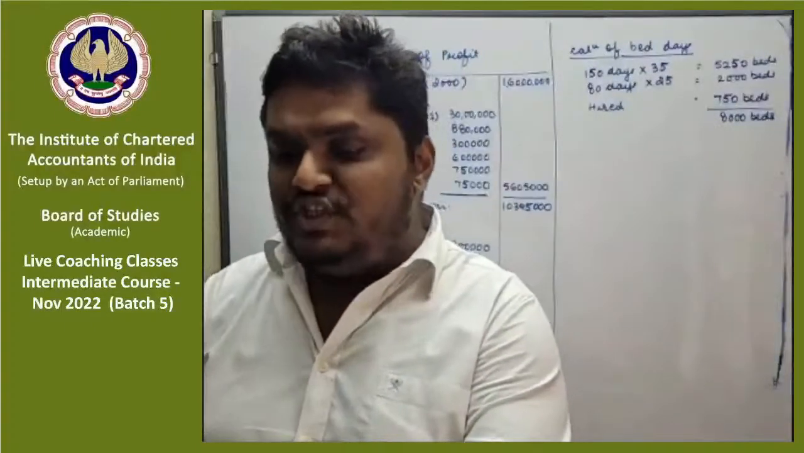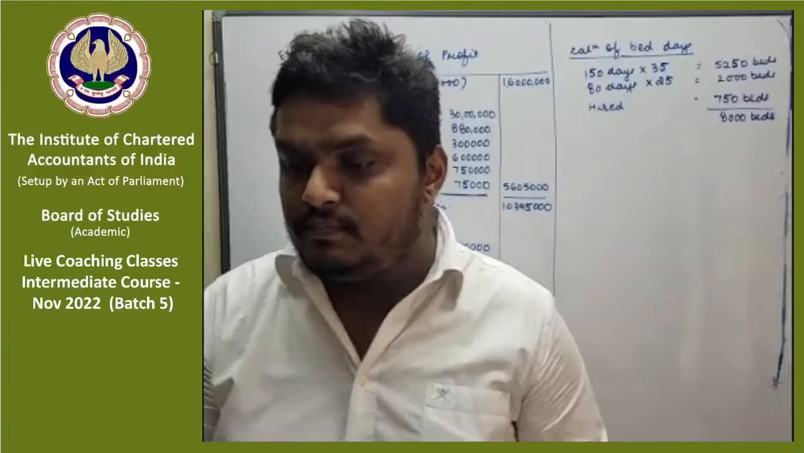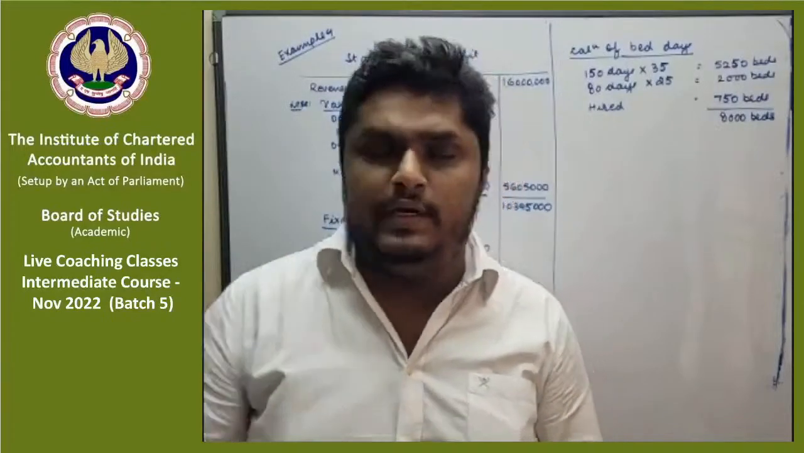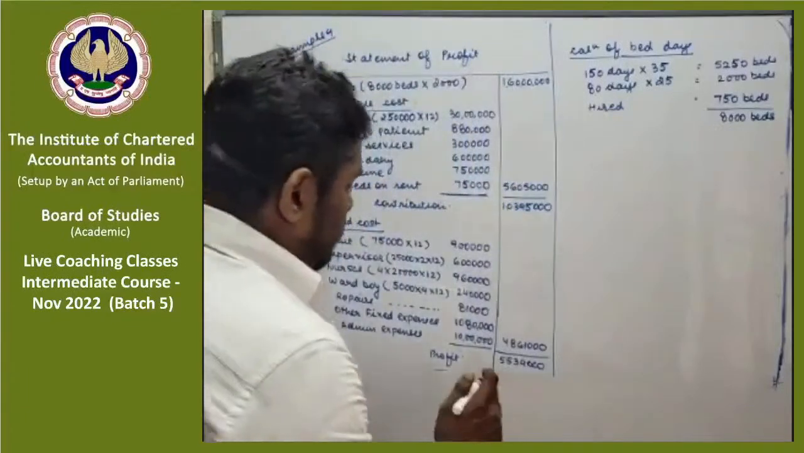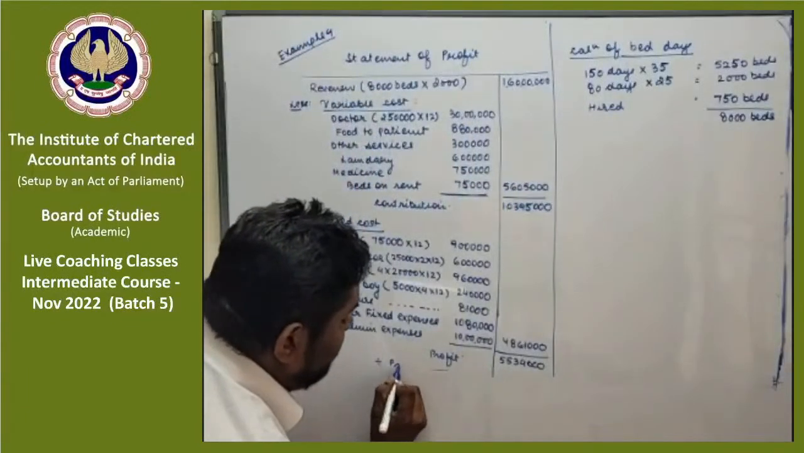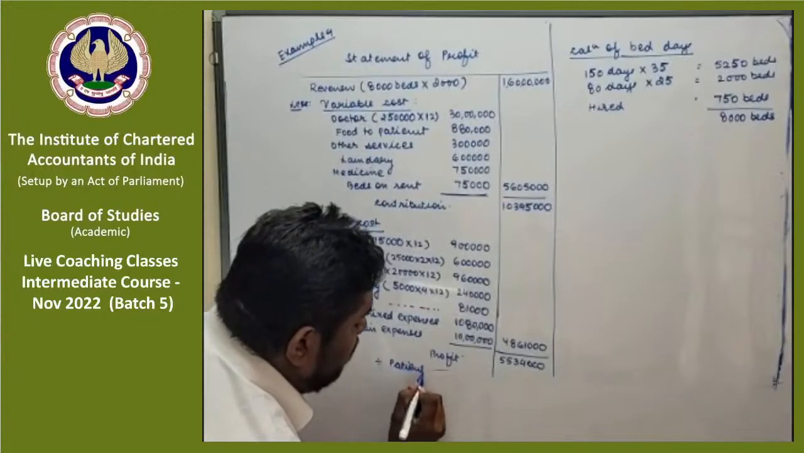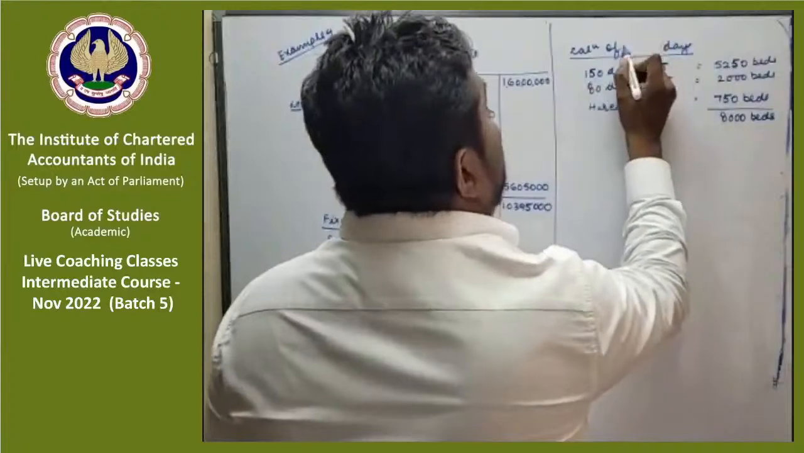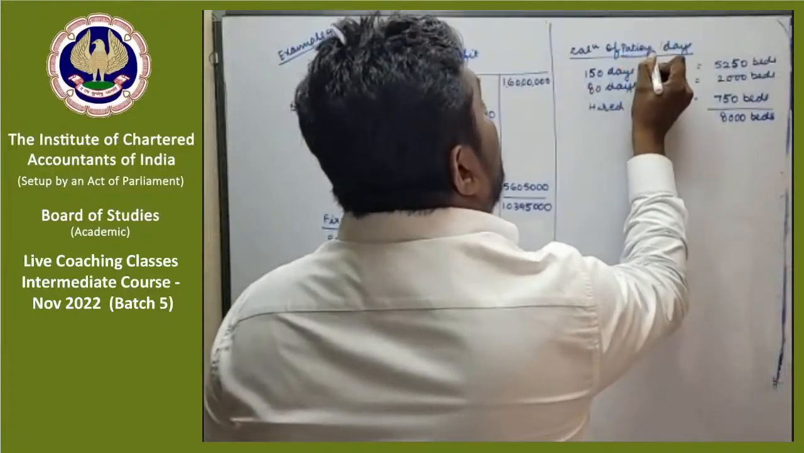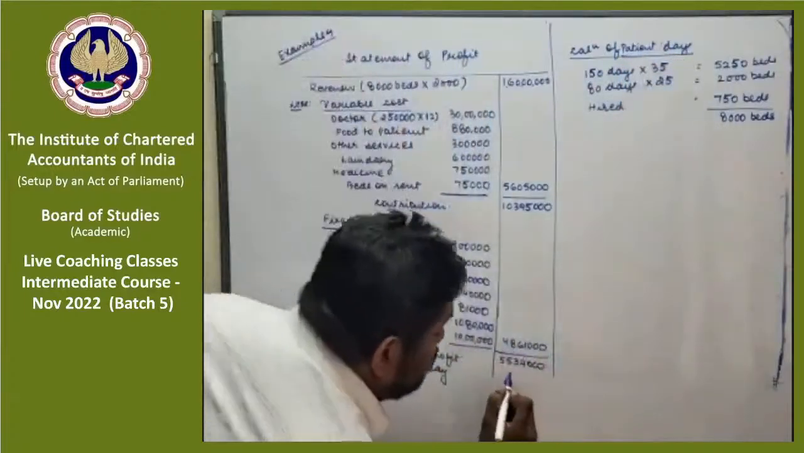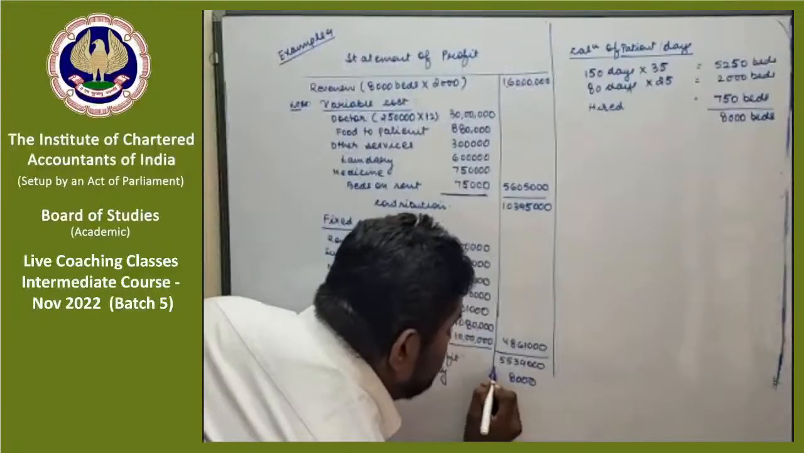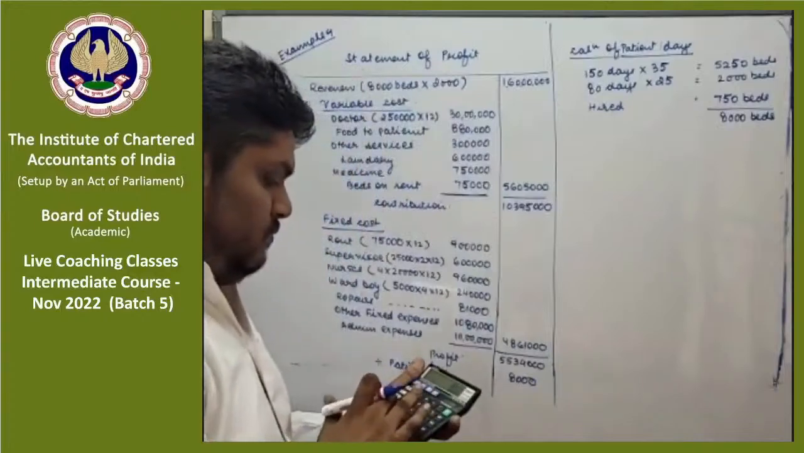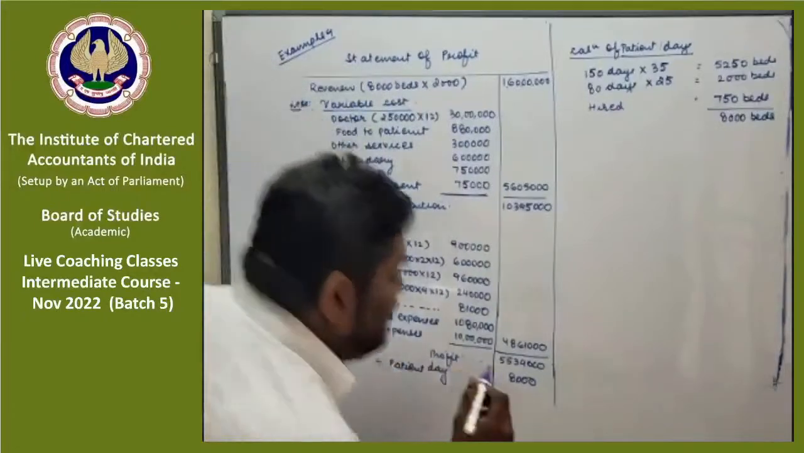Now further the question is asking us to calculate the profit per patient day. So divided by patient day. So total 8,000. So it is 691.75.